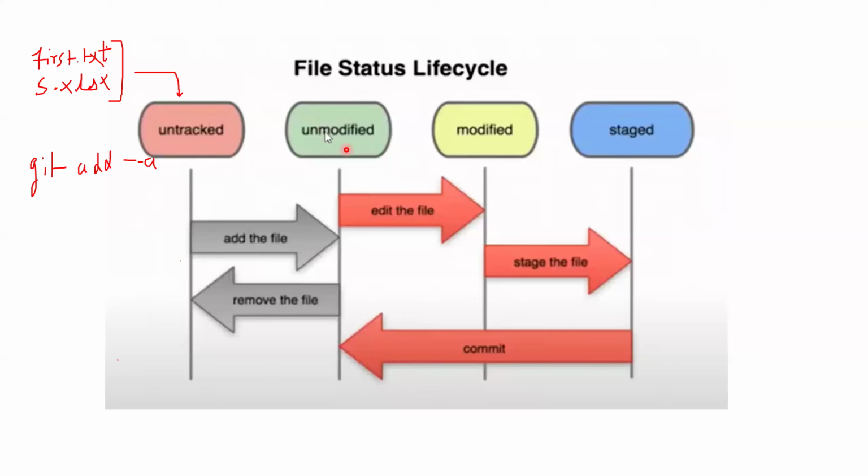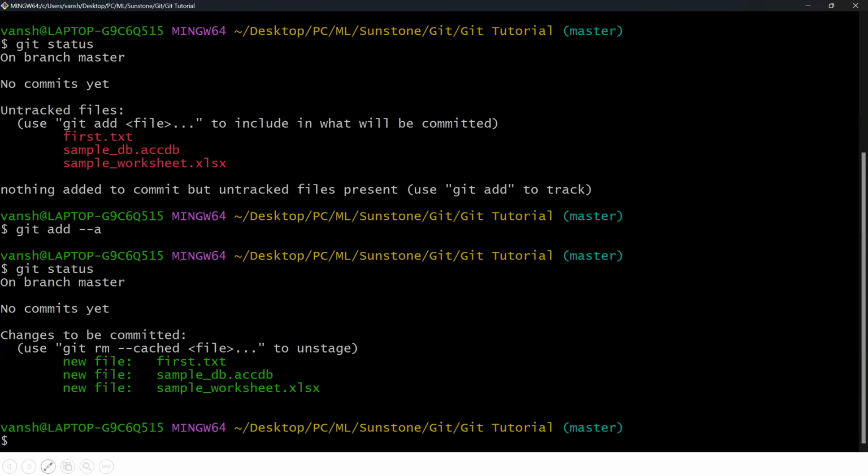So what happens is that now we have some files, I added it. After the addition, it is at the stage and we can commit it. Once you commit anything, it will become unmodified. So what I will do is, let's commit it. Let's commit, git commit -m initial.